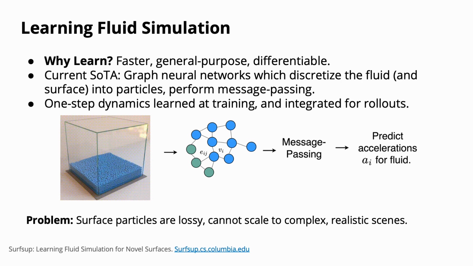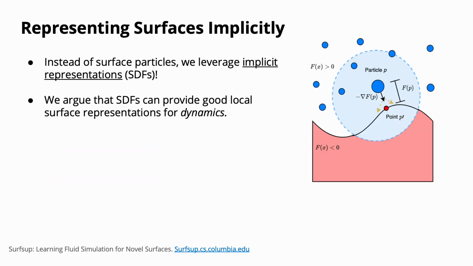The problem is that if you have a solid surface inside the simulation, this is also represented with particles inside the graph. But surface particles are lossy, they introduce artifacts, and they cannot scale to complex realistic scenes, so this is really an open problem. With the aim of finding a better way to represent surfaces inside a fluid simulator, we instead leverage implicit representations, in particular signed distance functions.